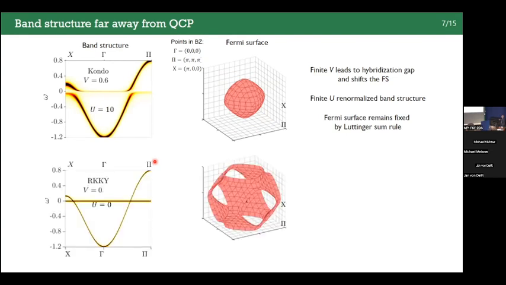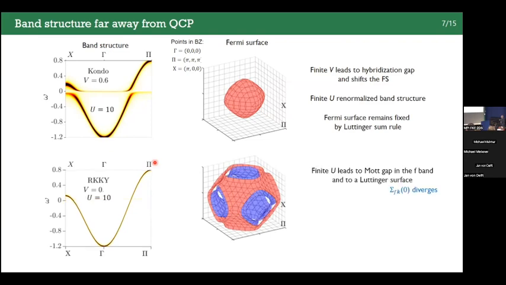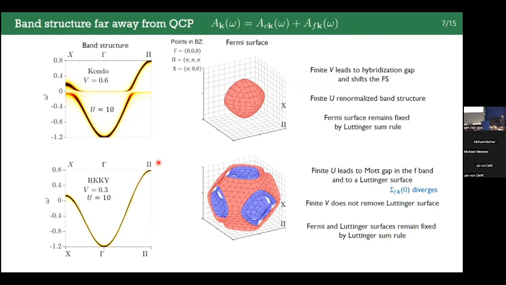Let's go to the RKKY side. Again, start without interactions, without hybridization. If you first turn on interactions, then the F electrons get gapped out, and you get the Luttinger surface, because this gap of the F electrons means that the F electron self-energy diverges. And if you now turn on hybridization, the Luttinger surface stays put, and the Fermi surface also.